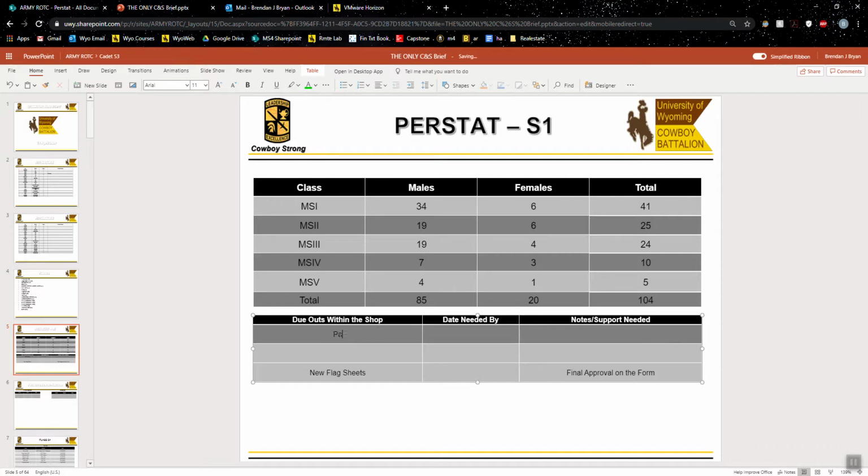Eventually this will be the pay scale, and they'll give you about a week to do that. It could be that the award ceremony is next week. It could be FTX, where you have to make the rosters for FTX. Anything like that. Whatever's coming up within the shop is going to be in the do-outs.